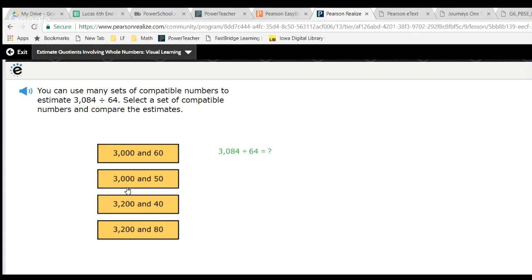And down here they did 80 and 3,200. And again, if you think about it, a multiple of 8 is 32. So we know that that division is going to come out evenly. We're not going to have remainders. We're not going to have decimals.